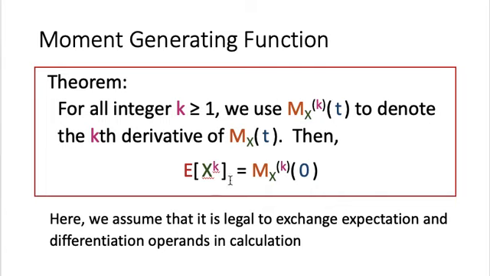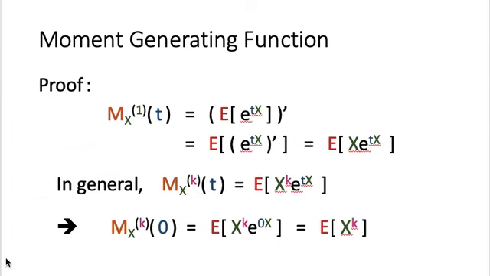Okay, so recall how the kth moment is derived. We first differentiate M_X(t) k times, and then set t to be equal to 0. Now the proof is like this. The moment generating function is the expected value of e to the power tX. So the first derivative is we are trying to differentiate this function. Here we assume that to differentiate the whole function, it is the same as computing the expected value of the differentiation of the middle part. So we can exchange the order of doing expectation and differentiation.